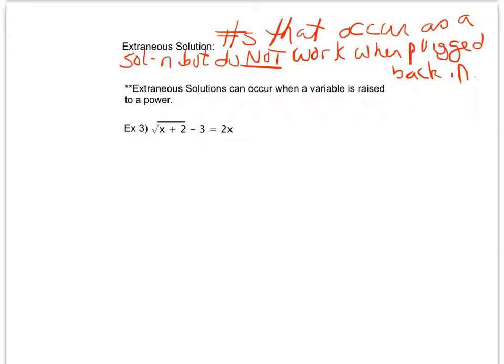So if you look back in those previous examples, I never raised my variable to a power. So again, extraneous solutions occur when a variable is raised to a power.